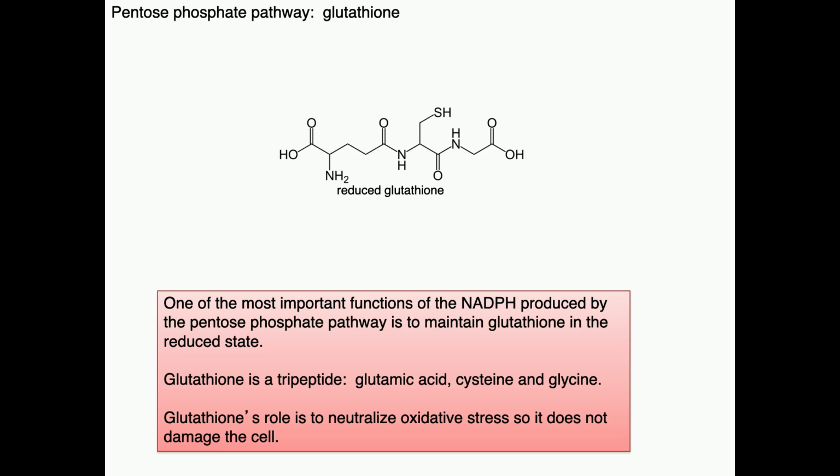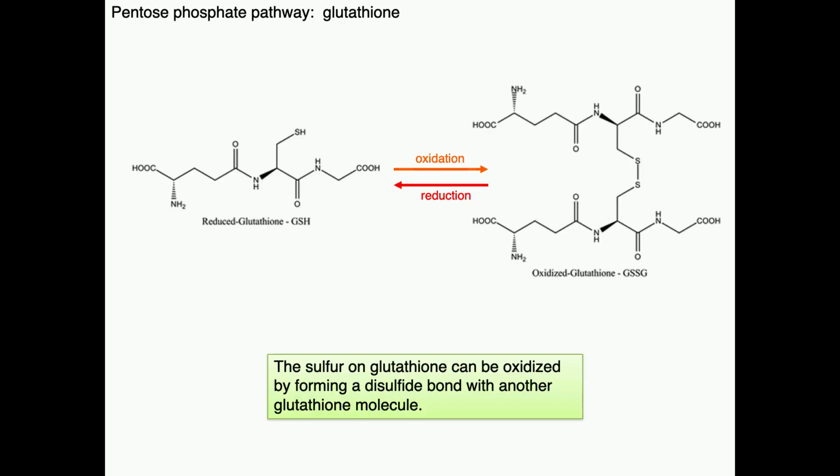So the business end of the glutathione is this sulfur atom right here, and this sulfur atom can either be saturated with electrons, in its reduced form as shown here, or it can be oxidized by making a disulfide bond with another molecule of glutathione. Okay, so that reaction is shown here.